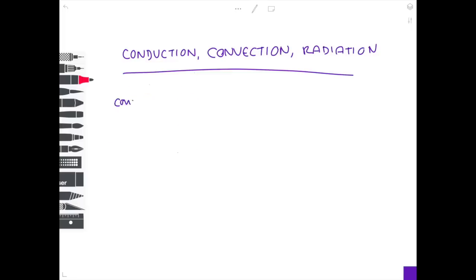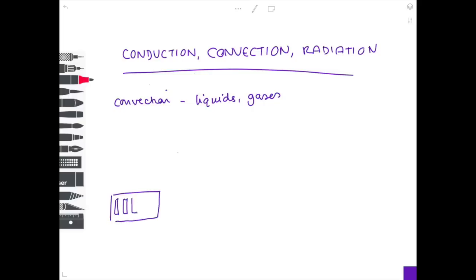Now, convection is a very different type of heat energy transfer. It only occurs in liquids and gases. You cannot get convection in a solid. It literally makes no sense whatsoever. And the key example we always use is a radiator in a house.